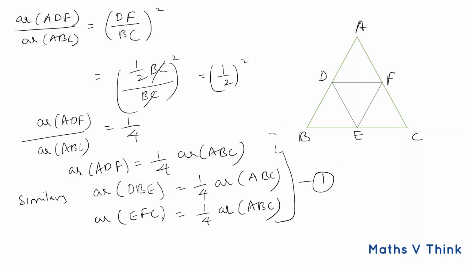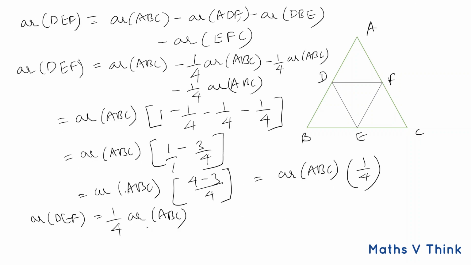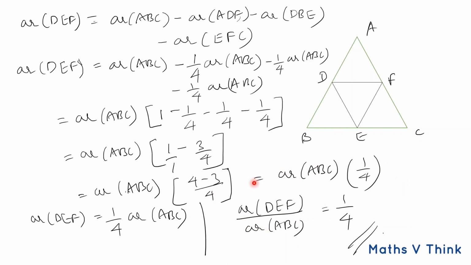Now we need to find area of DEF divided by area of ABC. So I'll be taking this area of ABC as division. So we get area of DEF divided by area of ABC is equal to 1 by 4. So the answer is the ratio of area of DEF and area of ABC is 1 by 4. So the session completes here. The rest of the sum I'll be continuing in the next video.